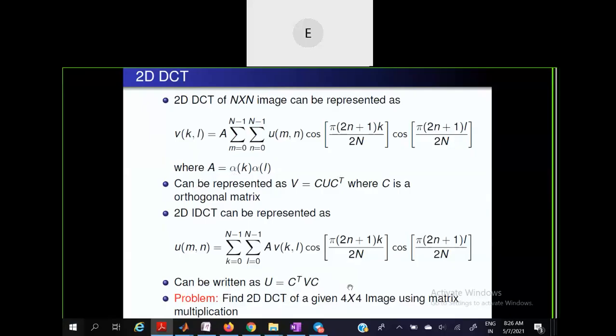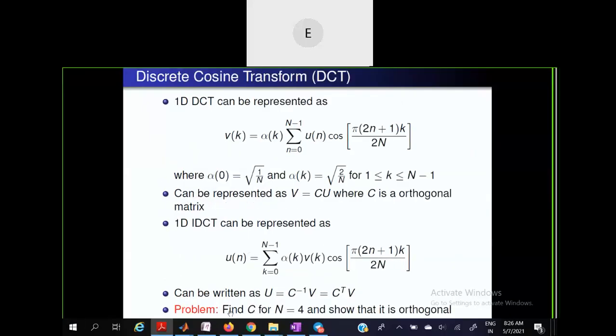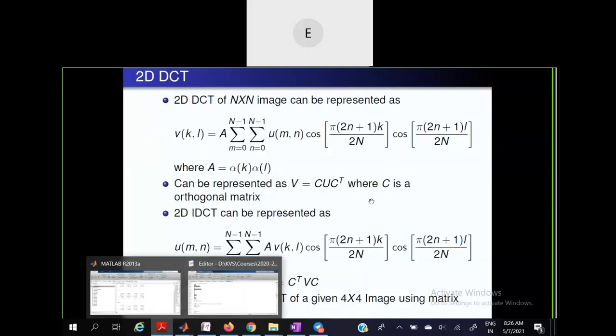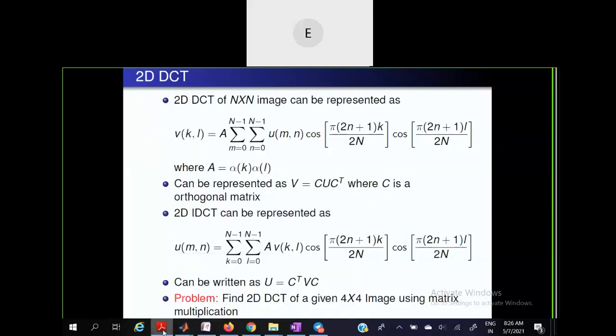So the next part of the problem would be, after finding the one-dimensional transformation matrix for N equal to 4, you may be asked to find the 2D DCT of a given image. I think you know what has to be done: C into U into C transpose. Since it is a lengthy procedure, I will not solve it now, but I will show you the MATLAB simulation. But you should know how to multiply the matrices. I think it's not a difficult thing.